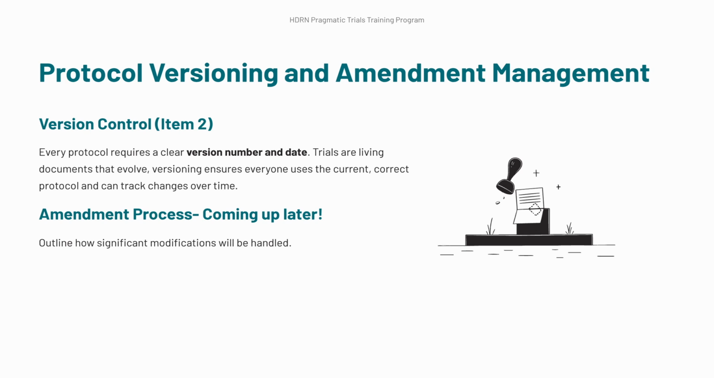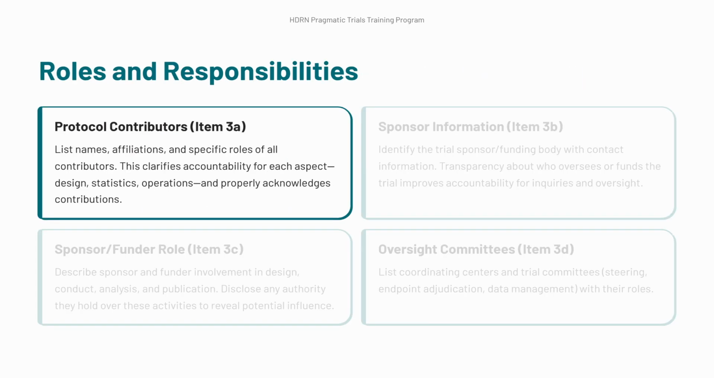And whenever you release a new version, SPIRIT asks that you include a short list of what changed and why, almost like patch notes, so everyone can quickly see what's different. We'll expand on this later when we get to Item 31.